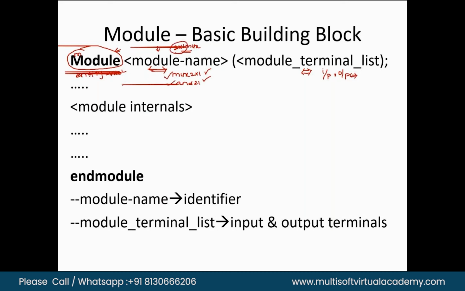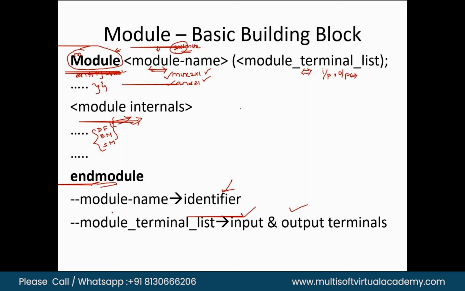Then you have to declare the ports or the terminals over here. Then the module internals. Module internals are nothing but the three different programming models, whether it is data flow, behavioral modeling, or structural modeling. We will be writing all the module internals. Then to close the program, we have to use the word endmodule without a semicolon and without space between end and module. So the module name is an identifier that is user defined, and the module terminals are nothing but my input output terminals.